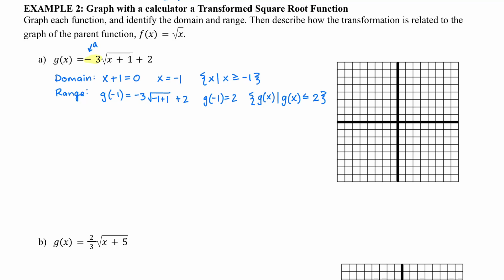And the reason it's less than or equal to 2 this time is because a is negative. So because a is negative, the range will be less than or equal to instead of greater than or equal to. Okay, so now that we know our domain and range, we can graph some points on this line.